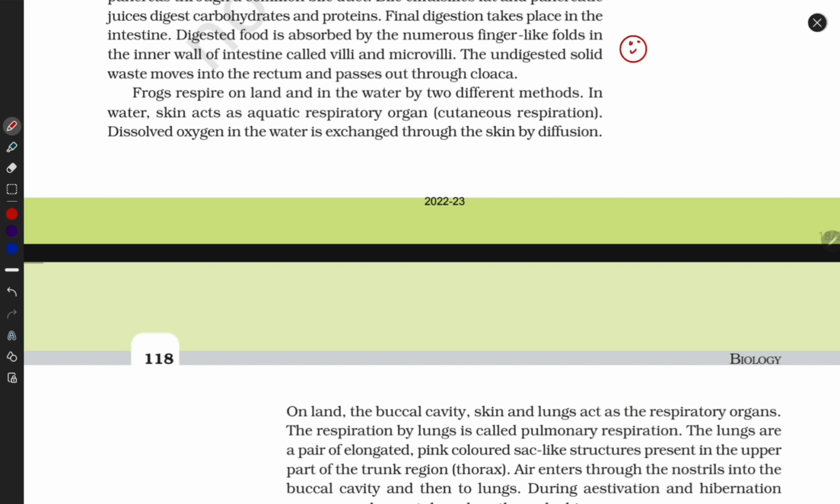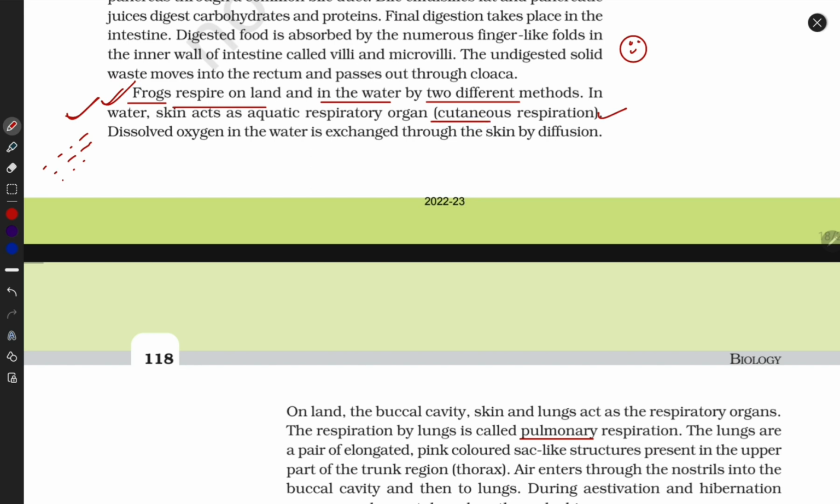So let's start with the respiration system in frog. We know that frogs respire on land and in water. It means they respire with two methods: by their skin in water and by their lungs on land. So now let's start with how a frog respires in water. A frog can respire in a water medium with the help of cutaneous respiration.